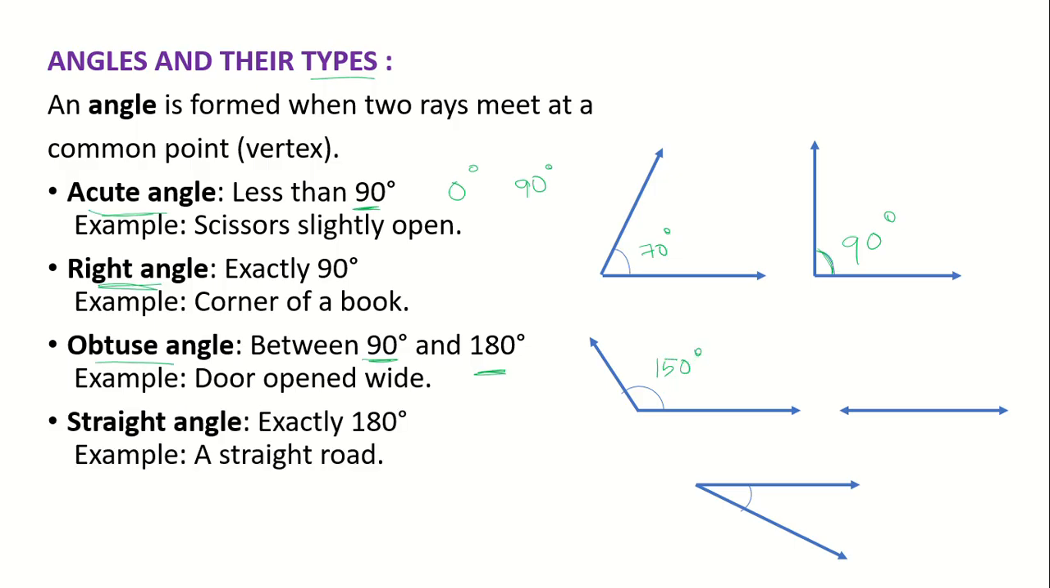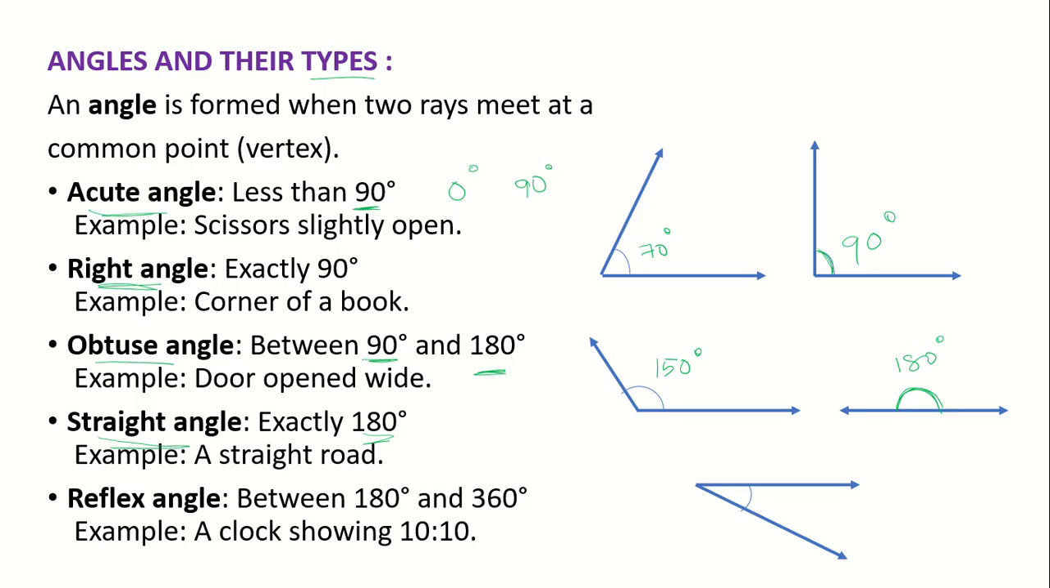Next type of angle we have is straight angle. What is a straight angle? An angle equal to 180 degrees, or a straight line we can say. So this is a straight angle, that is 180 degrees.